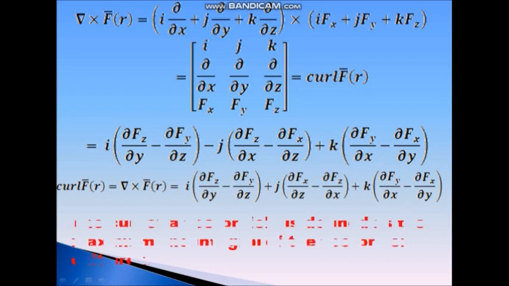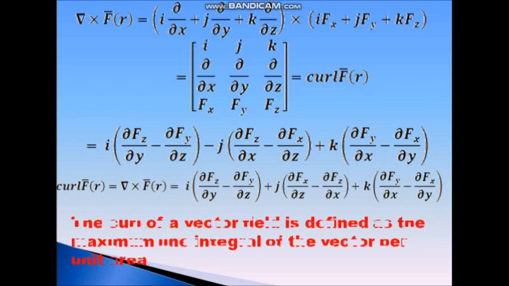This represents the curl of the vector field. Finally, we also get a vector function having the unit vectors i, j and k. So the cross product of the del operator with a vector field also gives a vector field. Now, it can be defined as: the curl of a vector field is defined as the maximum line integral of the vector per unit area. These are some important concepts.